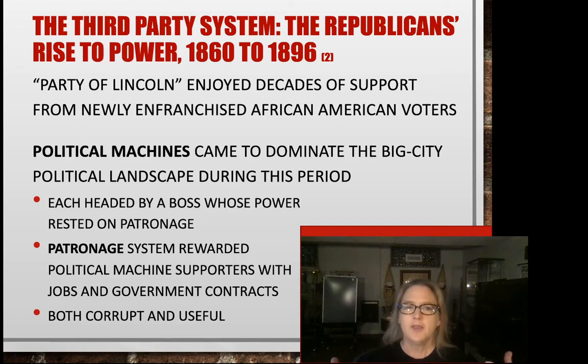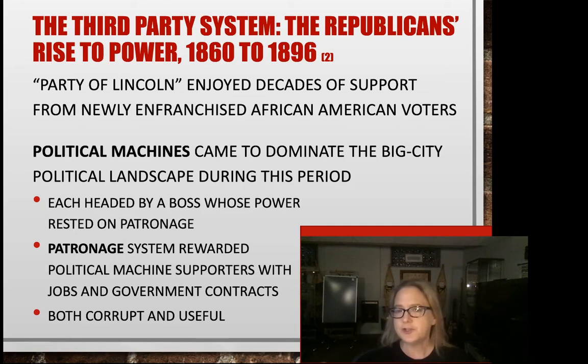But the Civil War ended with the South conquered, and the party of Lincoln ends slavery in the South, extends the franchise, gives African American men the right to vote, and enjoys the support of those African American men in the South. You also had, as a result of Reconstruction, a lot of white men in the South who had been part of the Confederacy lost the right to vote.